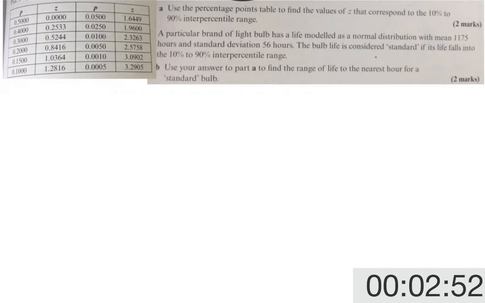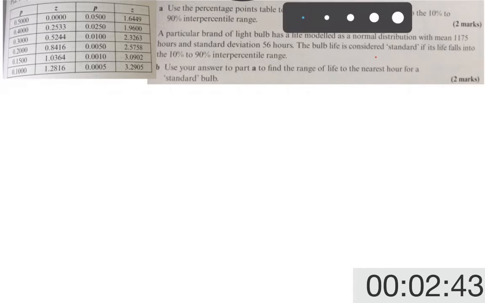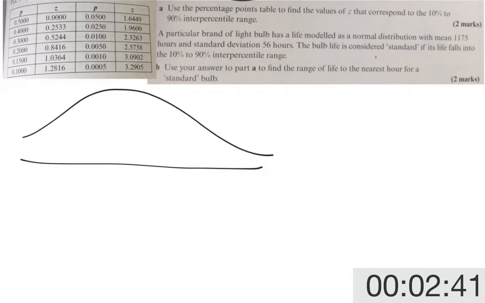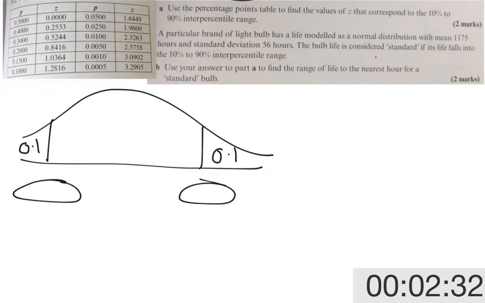For part A, it wants you to find the Z values that correspond to those percentages. So if you sketched it, the 10th and 90th percentiles: the 10th percentile will be here, 0.1, and the 90th percentile will be here. It wants you to find these values of Z using the table. So two answers. And then for part B, you're going to need to turn those Z values into X values, which are lifetimes of light bulbs, and work out the range of those values. Two answers that will lead to one answer for part B.